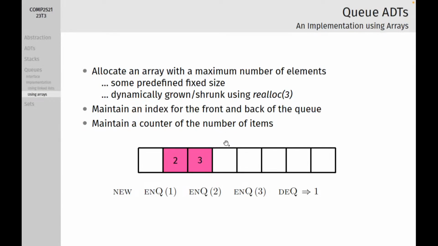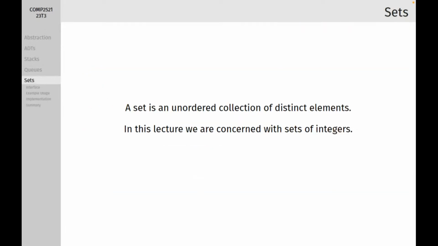If you implement it this way, you could get to a situation where you have some empty spaces at the front of the array, but the back of the array is filled. So what you would do is wrap around and insert at the front. This is what we call a circular queue. The array is basically being treated like a ring, and we just insert around and around as long as there's space available. Okay, so that's the implementation of the queue ADT.